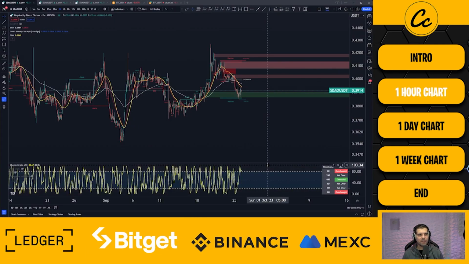So here we have Singularity DAO paired up with USDT, and we're using the 1 hour chart on KuCoin for this one. Singularity DAO is not listed on BitGet, so if anyone from BitGet is watching, what are you waiting for? Pull your finger out, get it listed, and then I can have your chart on here. A little bit of an incentive, maybe.